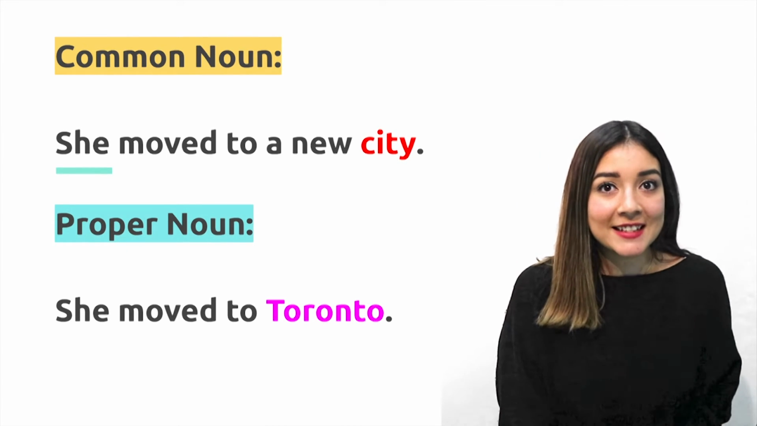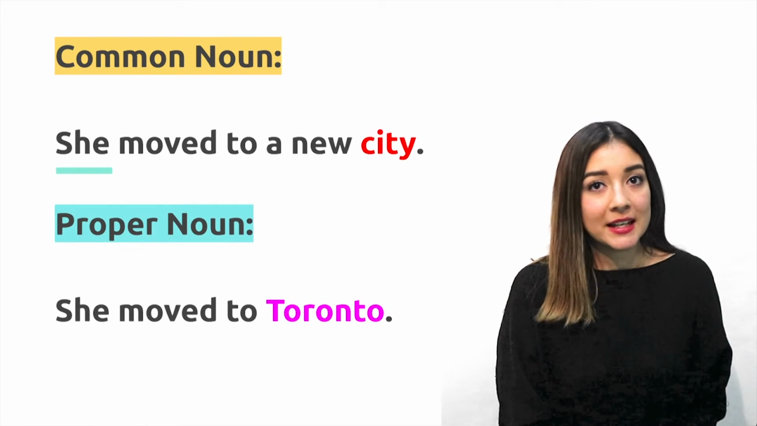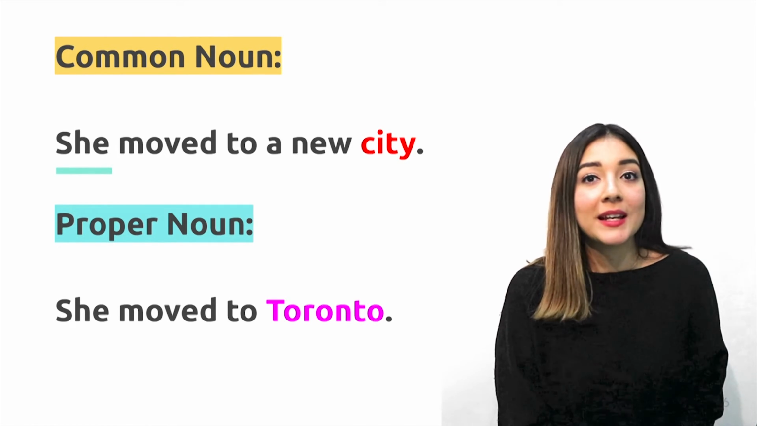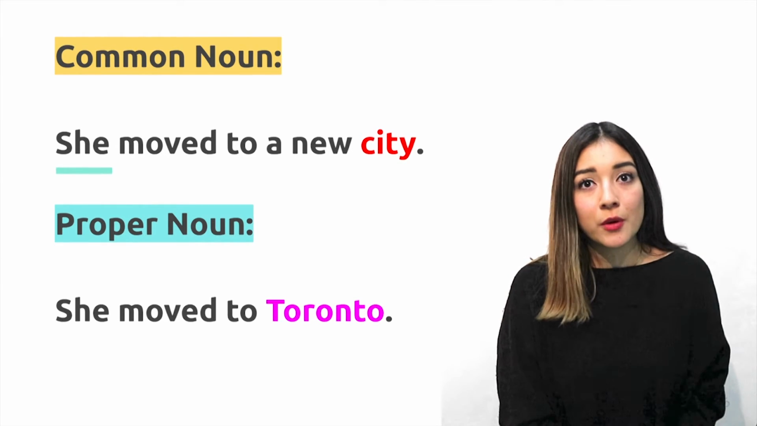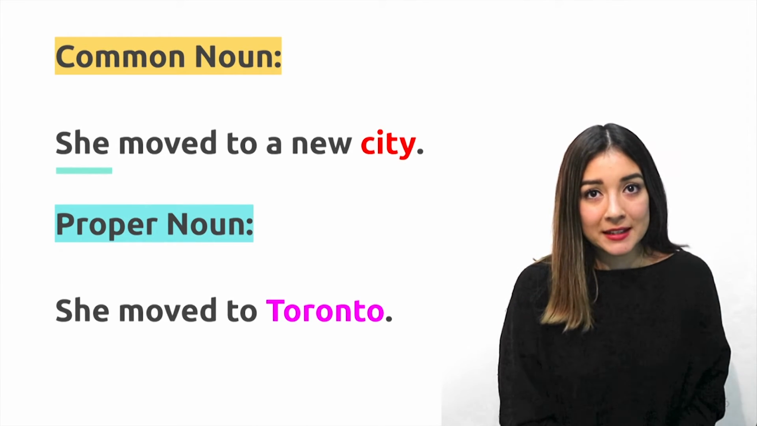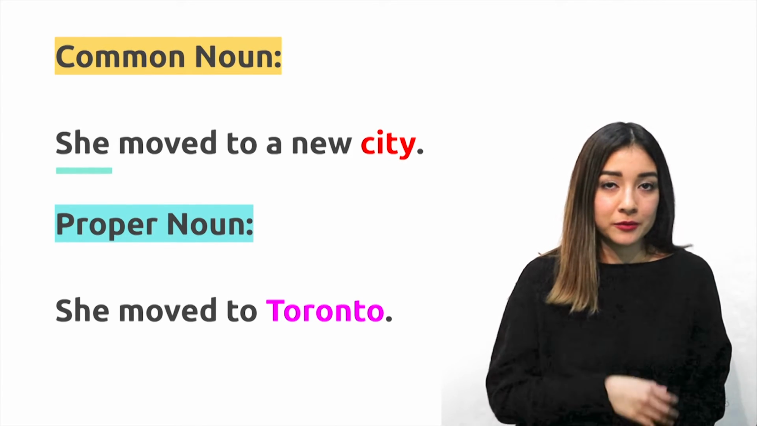Let's look at our next sentence. She moved to a new city. City is a general term. It could be any city. She moved to Toronto. Toronto is a specific place, a specific city, making it a proper noun.